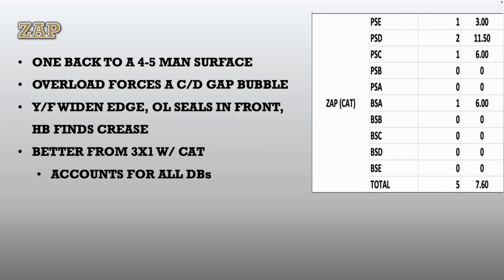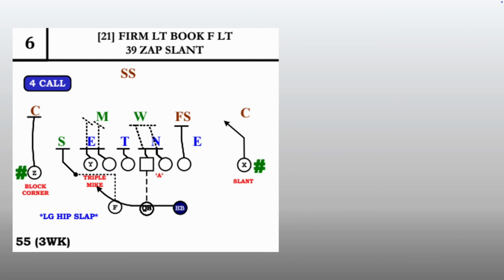Now, philosophically, I don't mind leaving corners unblocked. I'm of the firm belief if corners could tackle, they would play safety, especially at the high school level, but I'm never going to complain about having somebody to account for them either. So here is Zap. You can see the fullback motioning out of the backfield to a wing position, and here the defense decided for the bubble to be in the C gap.